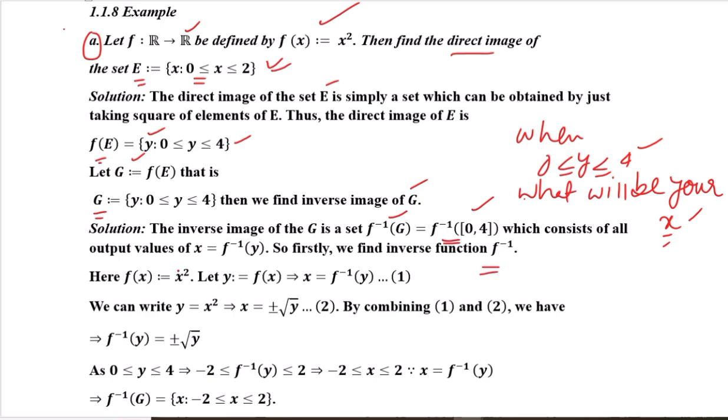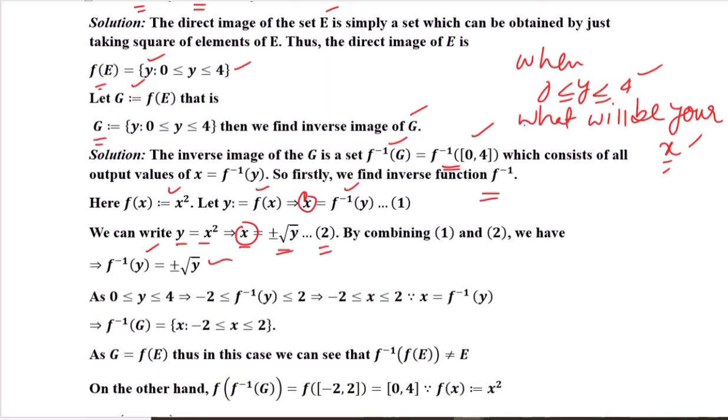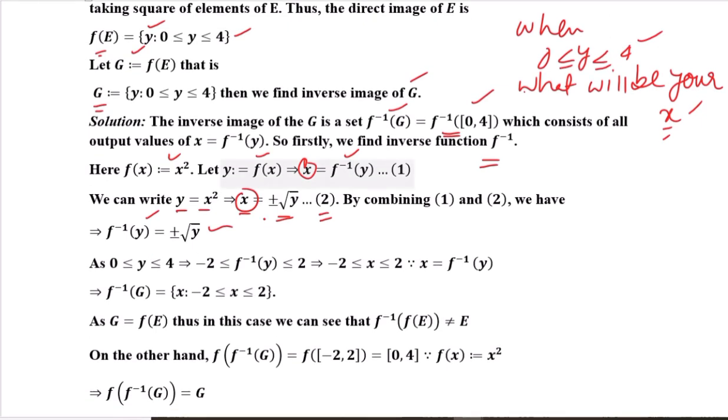My function is f of x equal to x square. Let y equal f of x. From this I can write x equals f inverse y. It means let us write y equal to x square. From this relation we can find x equals plus minus square root y. Say this is equation number 2. By combining 1 and 2, both are the values of x here. It means your f inverse y is plus minus square root y.